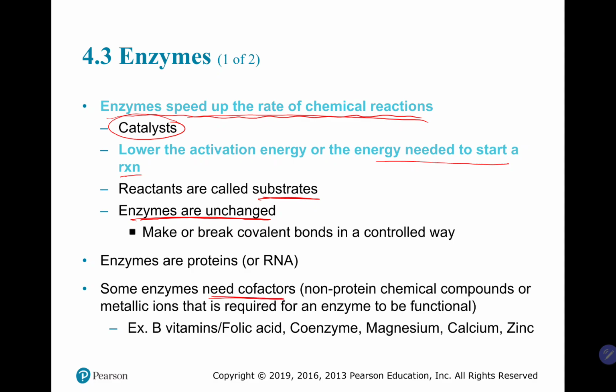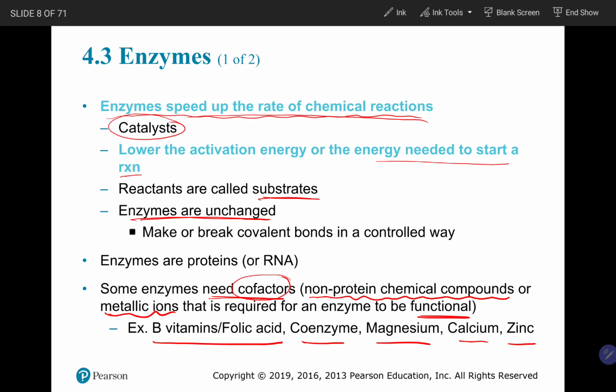Some proteins need cofactors. These cofactors are non-protein chemical compounds or metallic ions that are required for an enzyme to be functional. So things could be like B vitamins like folic acid, coenzymes, magnesium, calcium, zinc. These are cofactors needed to bind to an enzyme to make it functional. Okay.